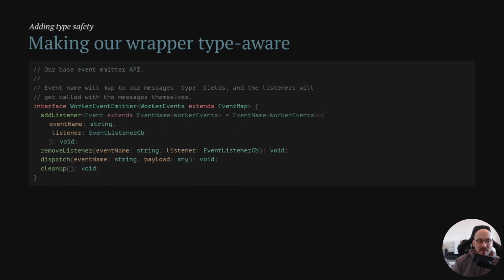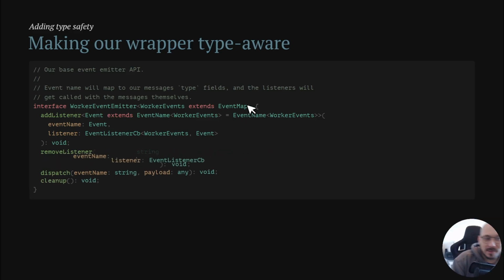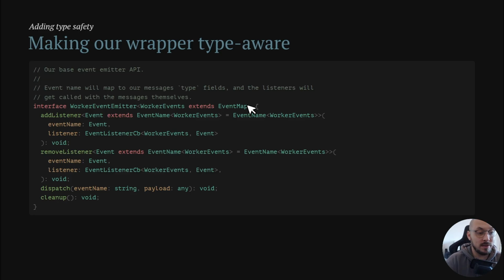So we're going to do the same trick. We're going to have a generic for the event name. We're going to apply that to the type of event name. That way we get that same sort of inference going on. And then the listener is going to be the listener with that same type. We're going to pass that same generic over into there. Easy. Same exact thing for remove listener.